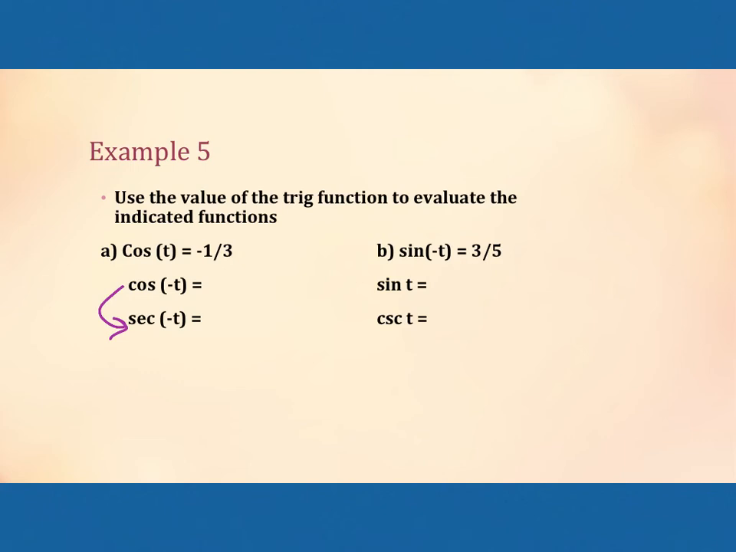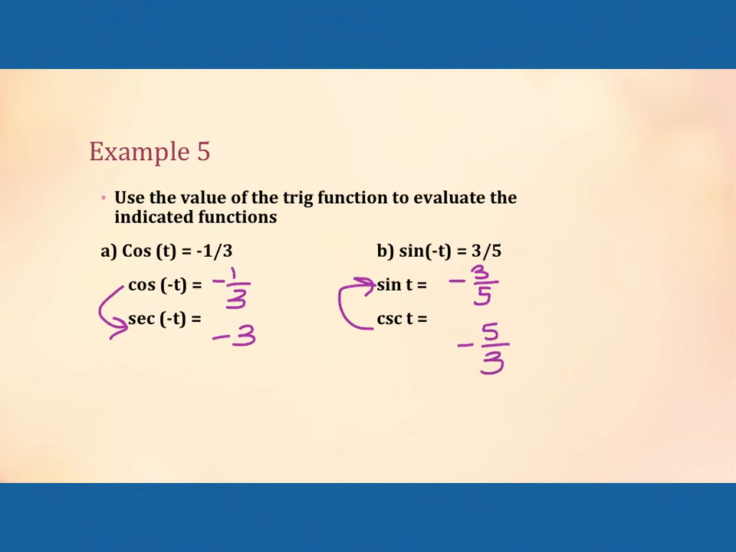I can just flip these. So if I have cosine of t is negative 1/3, what would be cosine of negative t? Negative 1/3, right? Remember that cosine doesn't change signs. So it's still negative 1/3, and then the reciprocal of that would be negative 3. So cosine and secant are even, they don't change. But sine and cosecant, these would change, right? So if the sine of negative t is 3/5, what's the sine of positive t? Negative 3/5. The sign changes. And then the cosecant of t is the reciprocal of sine of t, which would be negative 5/3.